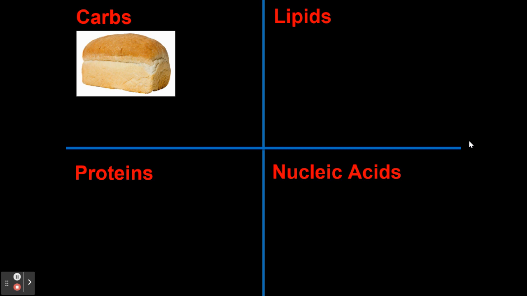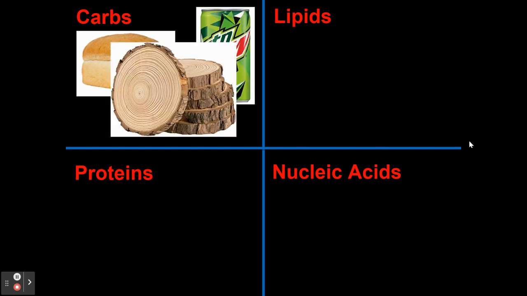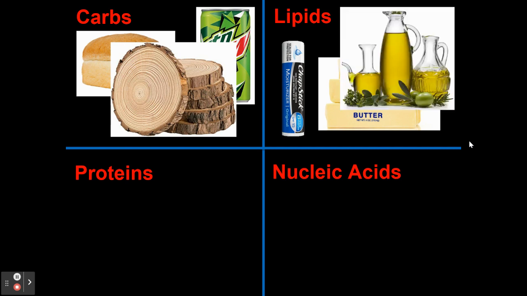And then remember, carbs, pretty much if it's a plant material and it's not an oil, it's a carbohydrate. So foods like bread, sugary things, or also wood. That's the cell wall. Those are all carbs. Things like butter, chapstick, that's kind of a wax, and olive oil are all lipids.